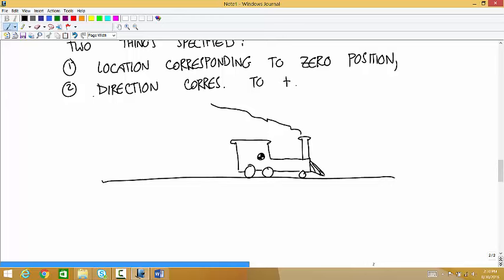So anyways, that's what we're going to treat as the location of the train. And the idea that I was getting at here: what's the position of this train? Well, there's no answer to that. It could be anything, until we specify a location that we're going to call 0 and a direction that we're going to call positive.